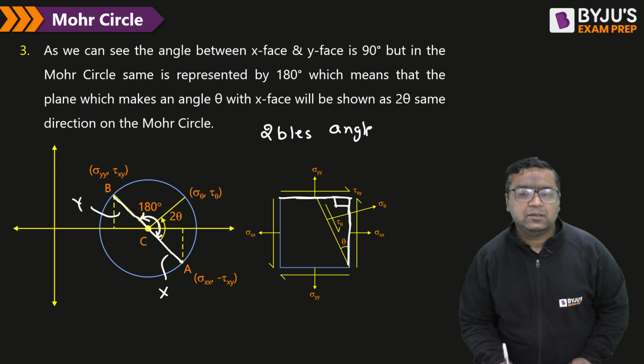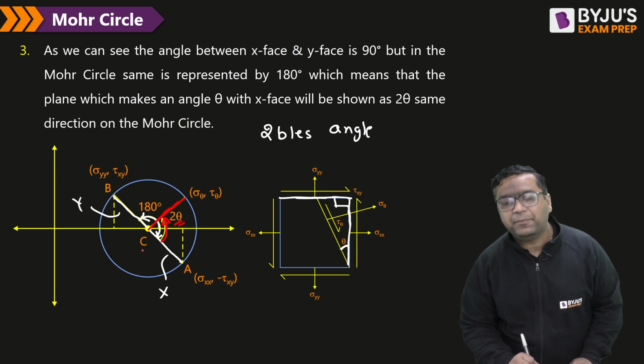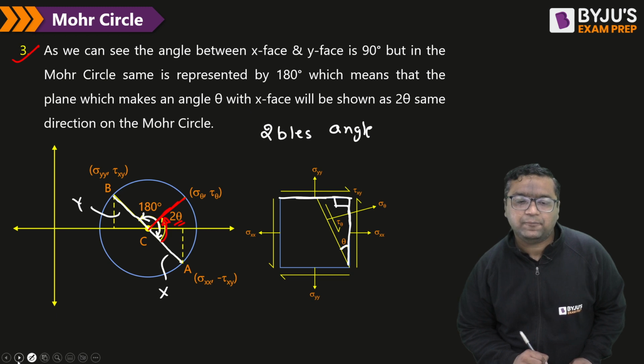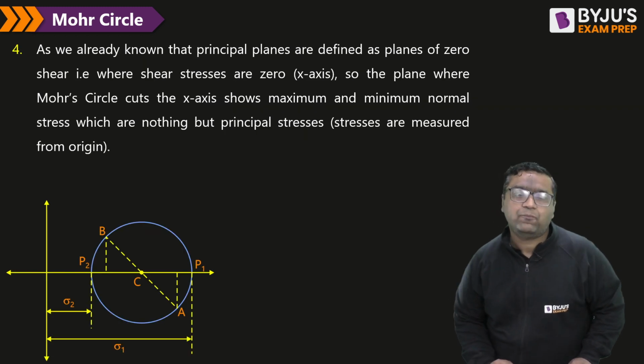It means if you want to show a plane which is at an angle of theta anti-clockwise from the x phase, how will it be plotted here? Here it will be plotted at an angle of 2 theta anti-clockwise from the x phase. So the angle is becoming double, but directions remain the same. So this is a wonderful point related to the Mohr circle.